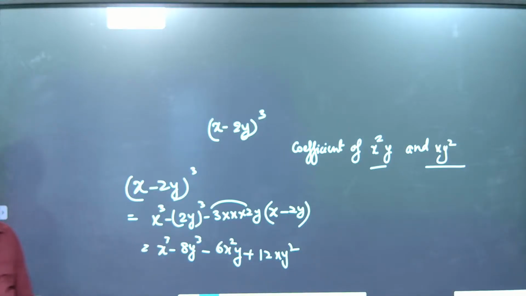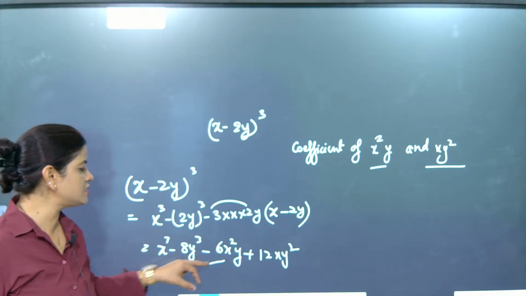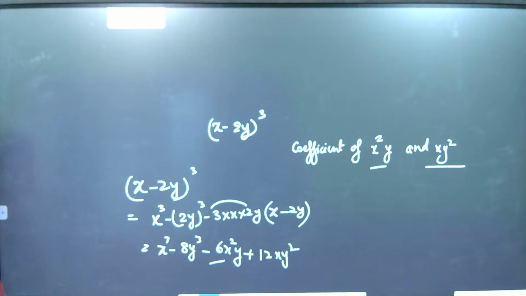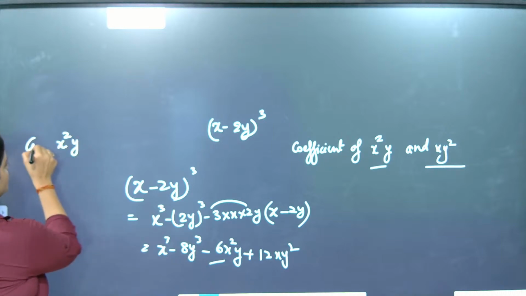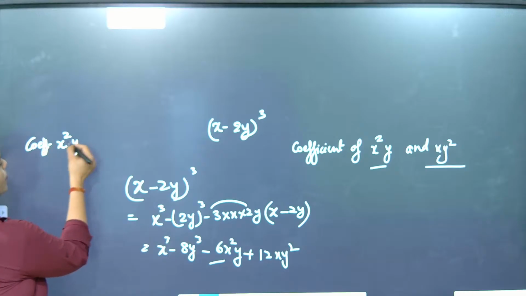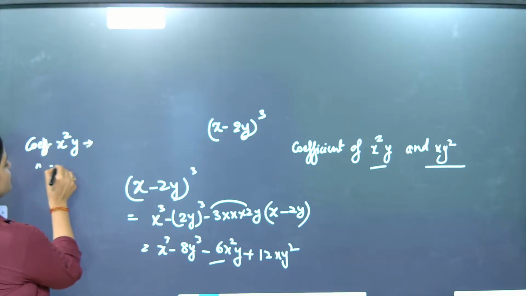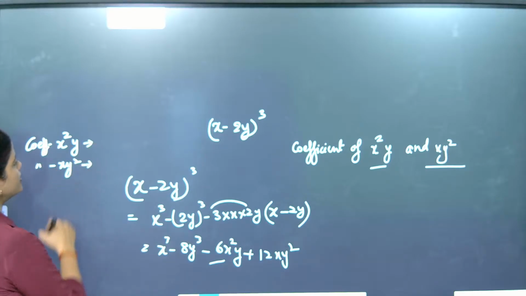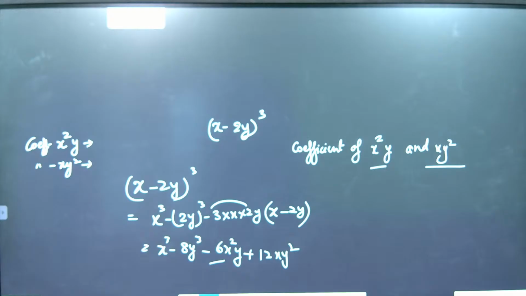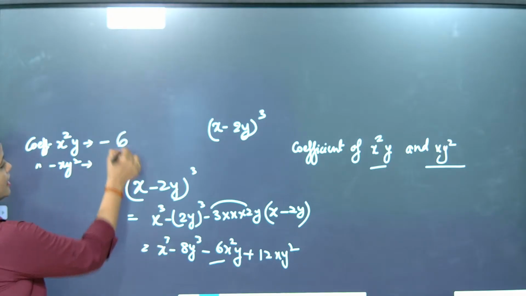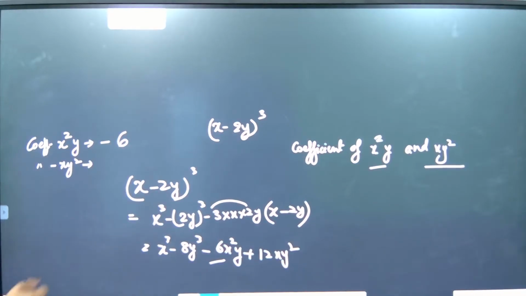So are you ready for the coefficient? What is the coefficient of x square y, beta? Minus 6. And the coefficient of x y square? What is the coefficient of x square y? Minus 6. And what is the coefficient of x y square?